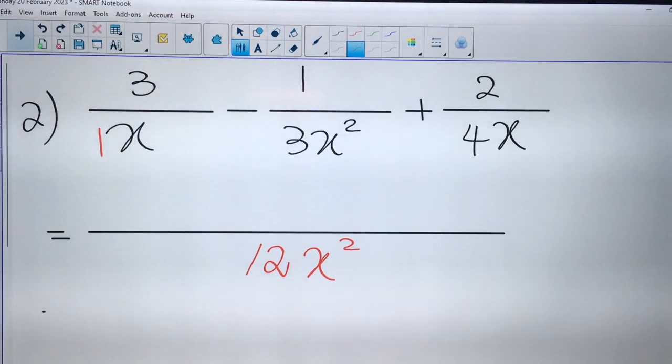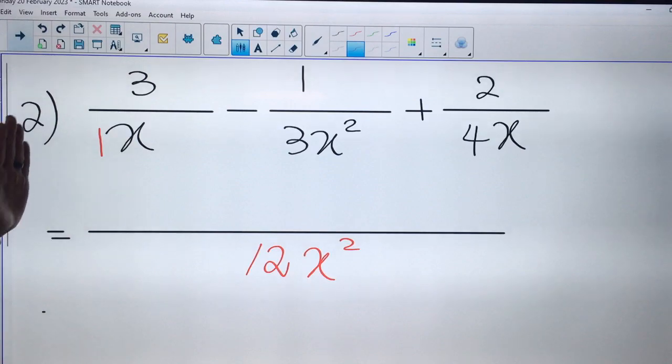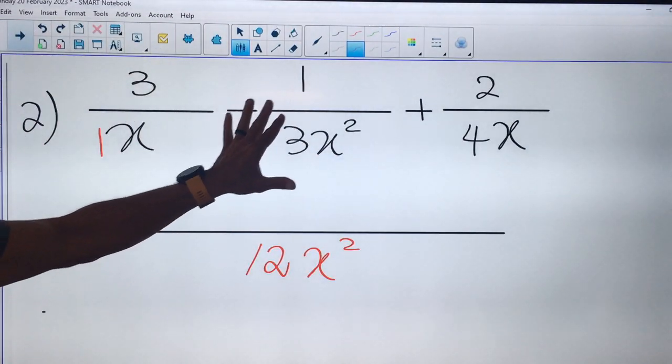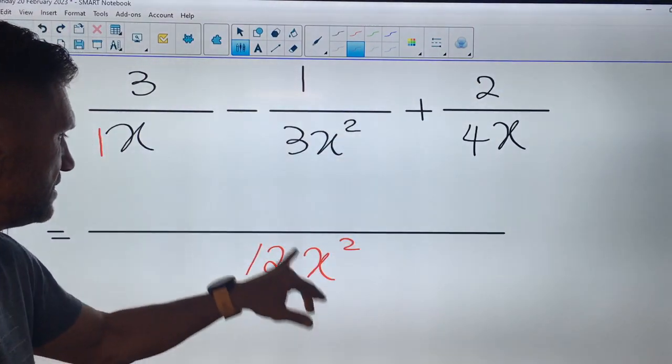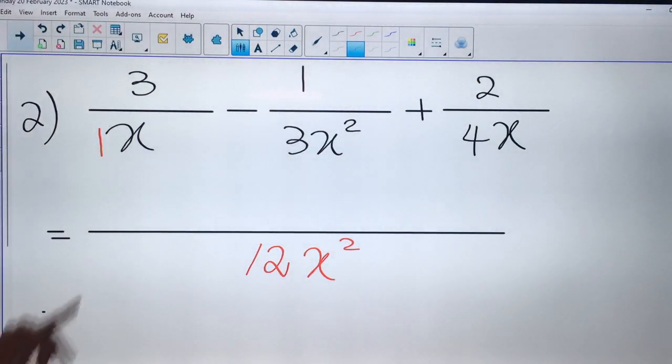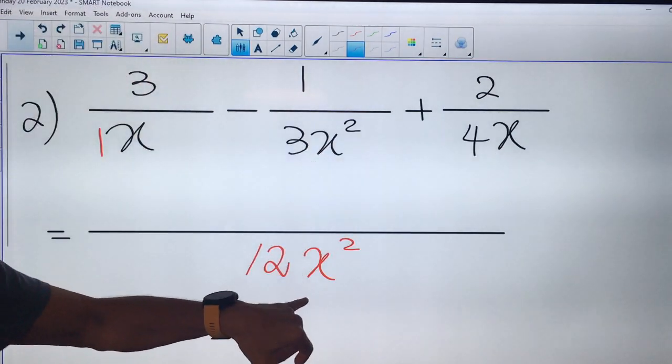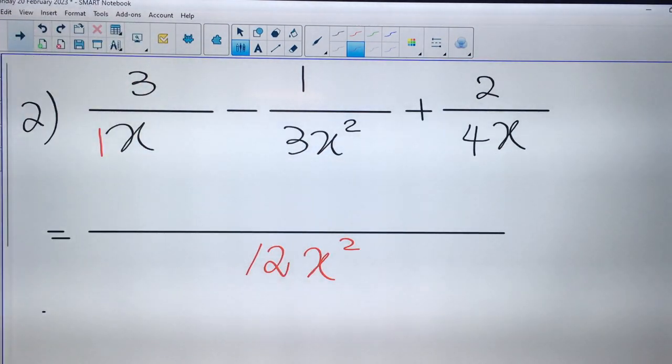I'm just going to repeat what I said just now. So we look at the numbers 1, 3, and 4. The smallest number that all of them can divide into without giving us a remainder is 12. Then if an unknown is repeated like this, we have to use the one with the highest power. So if it feels wrong, it's right.